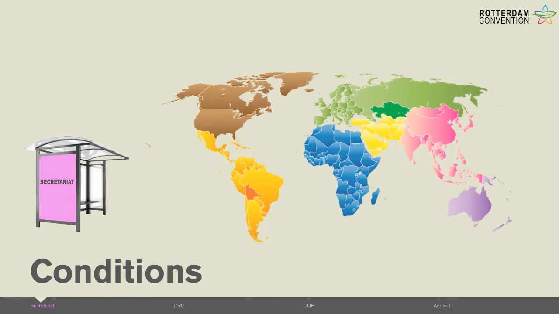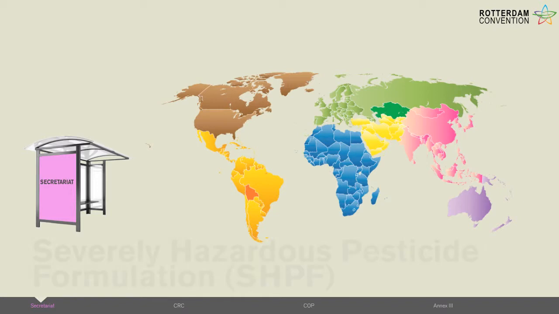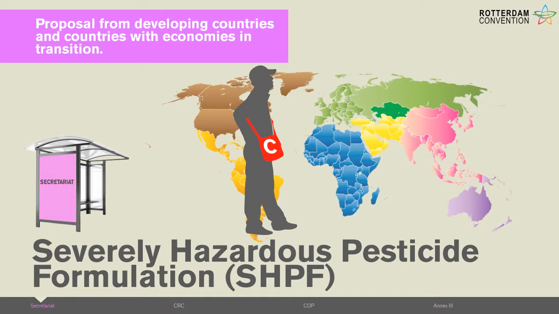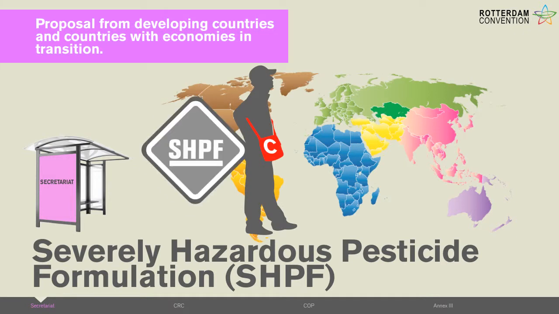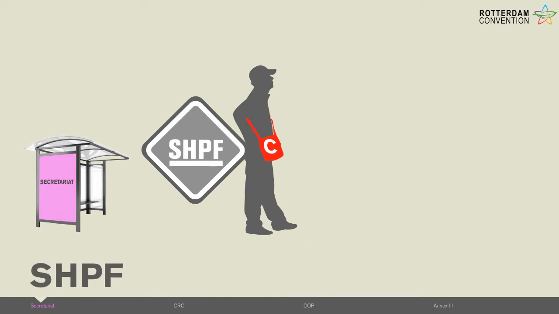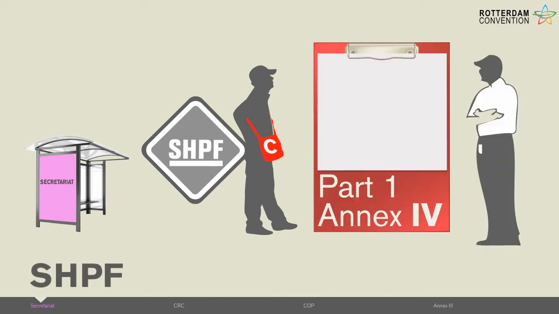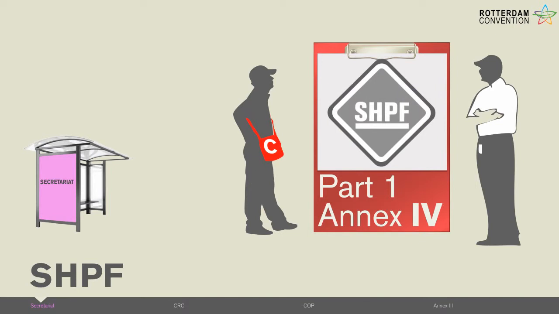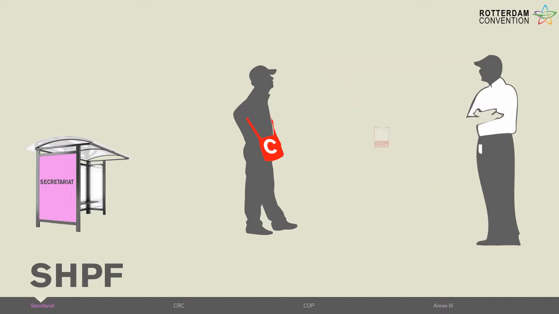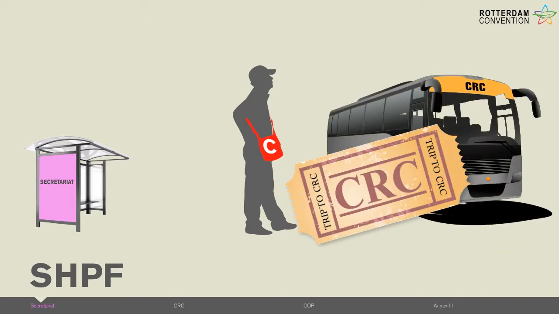Additionally, parties from developing countries or countries with economies in transition may submit to the Secretariat a proposal for a severely hazardous pesticide formulation that produces severe health or environmental effects under local conditions of use. The Secretariat verifies whether the proposal contains the information outlined in Part 1 of Annex 4 of the Convention. Only those proposals of a severely hazardous pesticide formulation that include the information requirements of Part 1 of Annex 4 get to qualify for a CRC bus ticket.